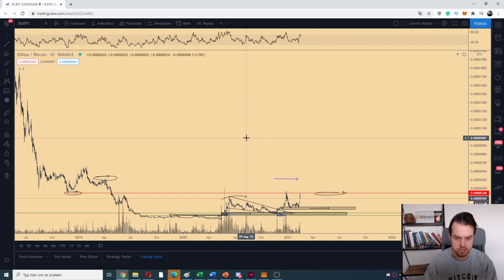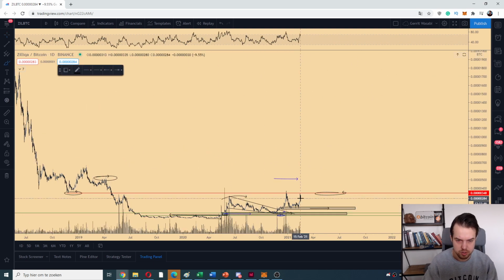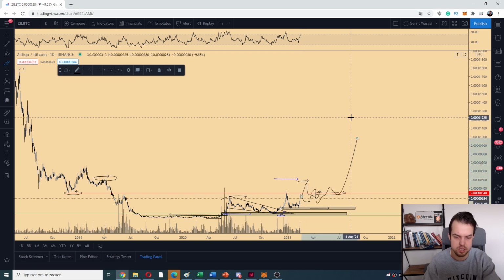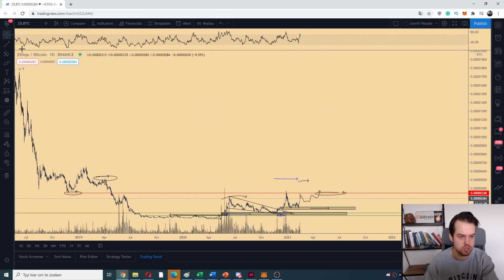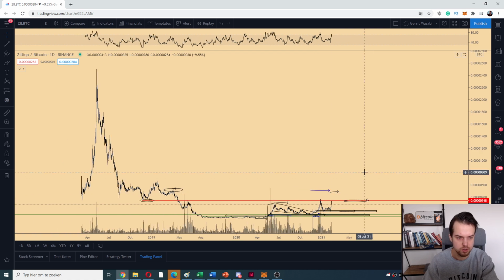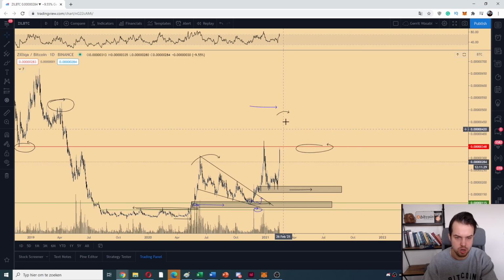What most likely is going to occur is that we're going to have some more consolidation, might be making another higher high, in which we start consolidating afterwards, and then get the real move during the summer, in which Zilliqa is going to expand heavily towards probably 635, but most likely around the 1000 sats zone.